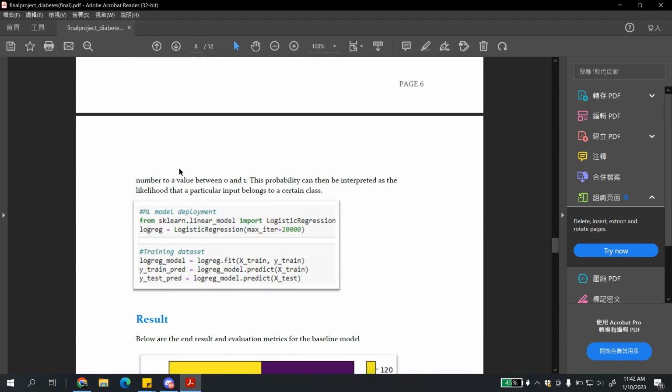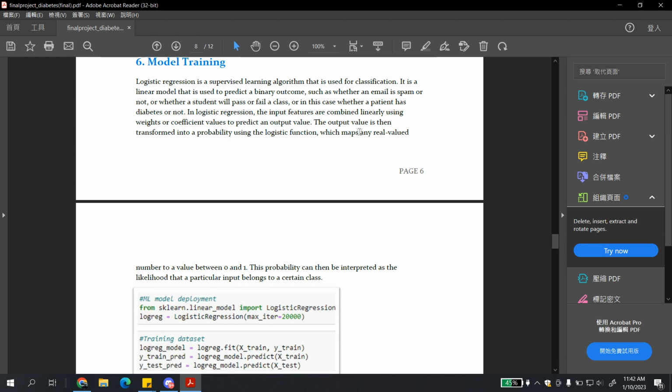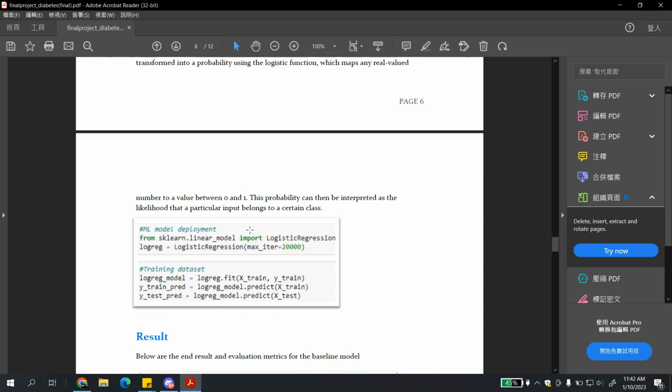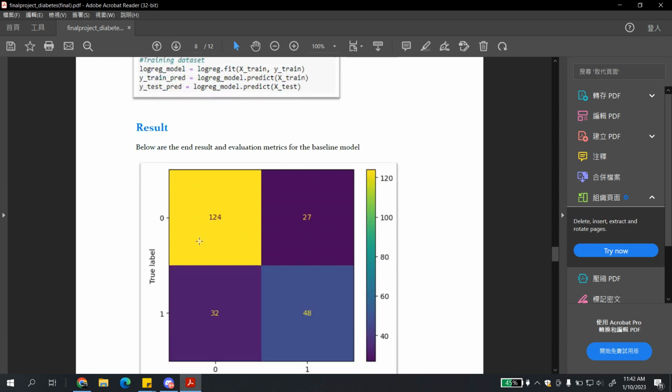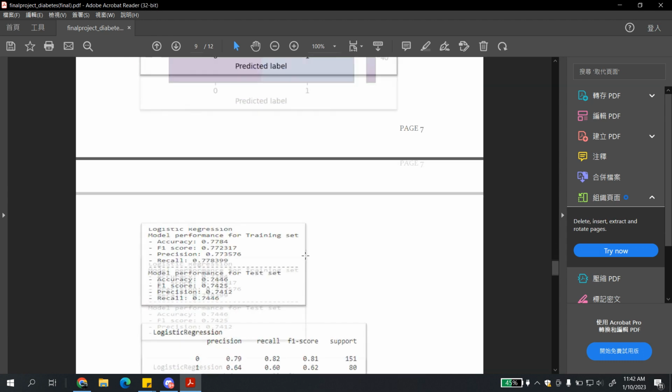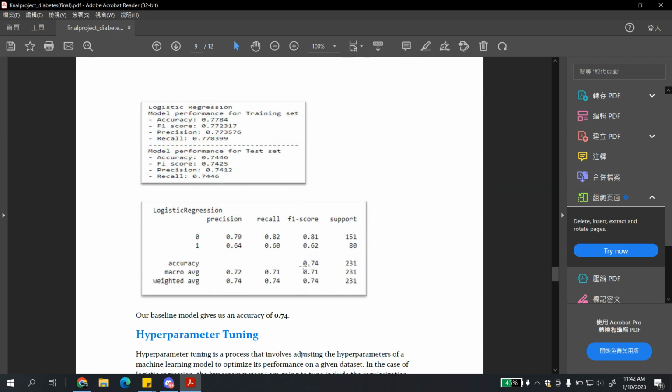So here's a little bit about logistic regression. It maps any values to a number. So the outcome, it maps the outcome into a 0 or 1. And that's what we have here. Fitting the data here, and these are the results. So the baseline model gives us an accuracy of 0.74.